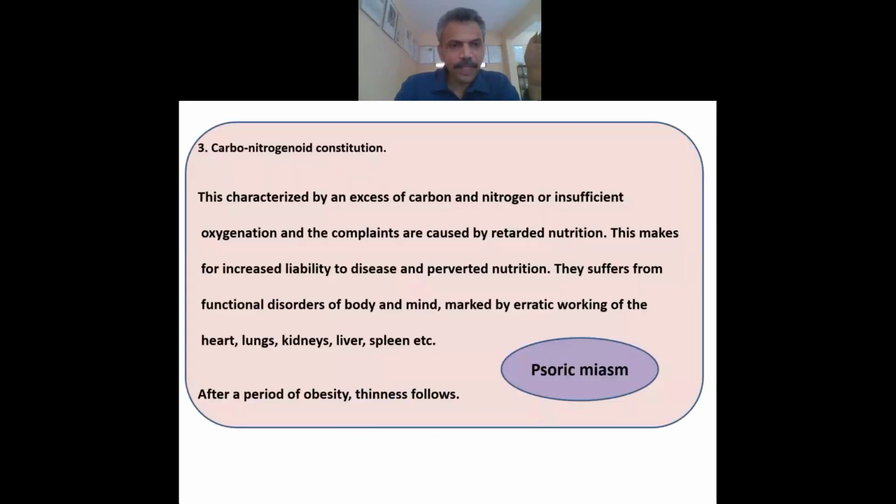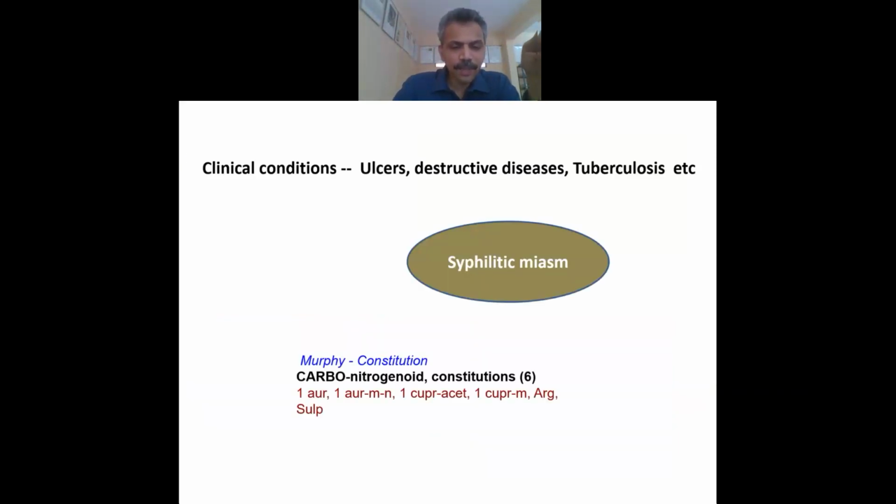Now the remedies we just saw here, it was misplaced. Under carbo-nitrogenoid constitution, you have more of sulfur coming up, argentum, cuprum, aurum, aurum muriaticum natronatum, cuprum aceticum. These are a few remedies given in the repertory. Fine, but we have 5,000 plus remedies. Look into the salient features and we can keep adding. That's not a big deal.